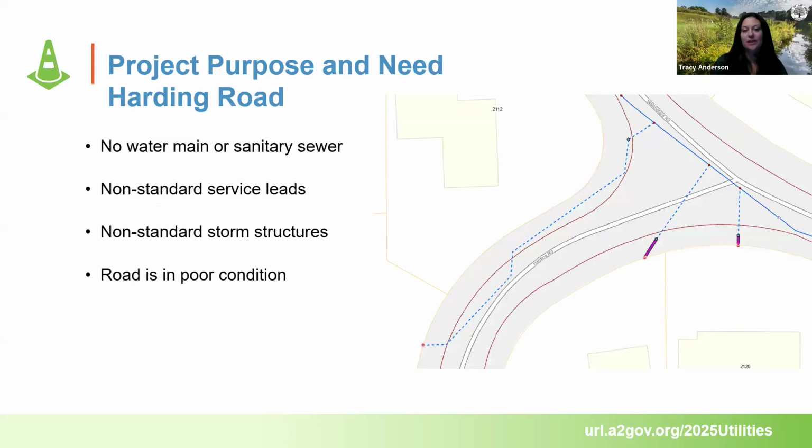The purpose for this project in general, why we're in the neighborhood at all, is because we're doing a project on Harding Road as part of the 2025 miscellaneous utilities project. We're doing a project on Harding because there currently is no water main or sanitary sewer on Harding Road. So all the residents on that road have non-standard leads that connect to either Wallingford or Morton. There are some non-standard storm structures too that we will be replacing. And believe it or not, the road is in pretty poor condition. I'm sure you've noticed that before. So we're going to repave that too.